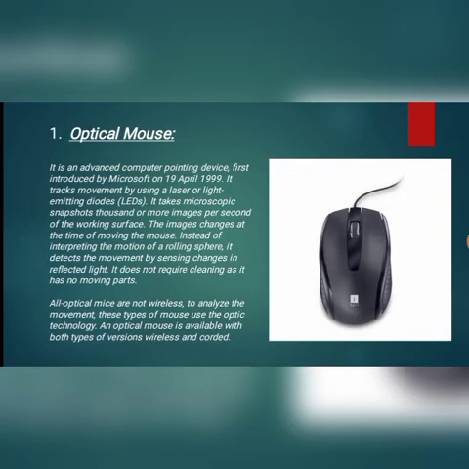Optical mouse. It is an advanced computer pointing device first introduced by Microsoft on 19th April 1999. It tracks movement by using a laser or light-emitting diodes. It takes microscopic snapshots, thousands or more images per second, of the working surface. The images change at the time of moving the mouse. Instead of interpreting the motion of a rolling sphere, it detects the movement by sensing changes in the reflected light. It does not require cleaning as it has no moving parts.